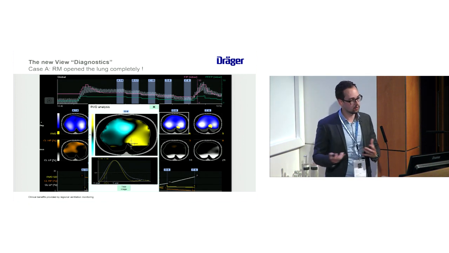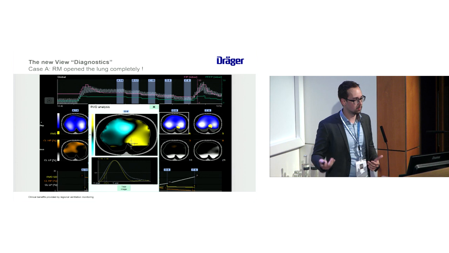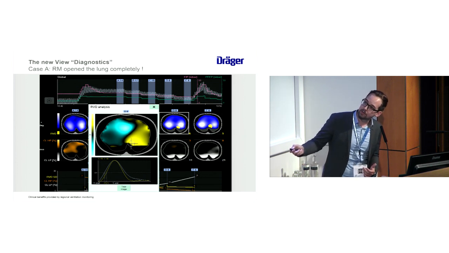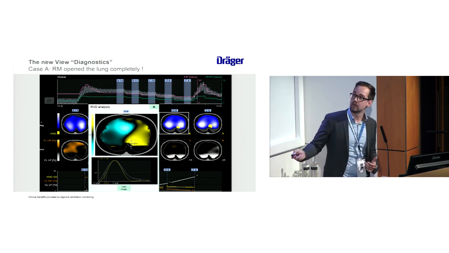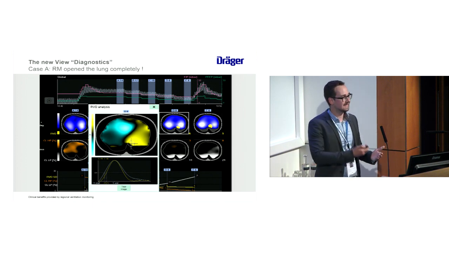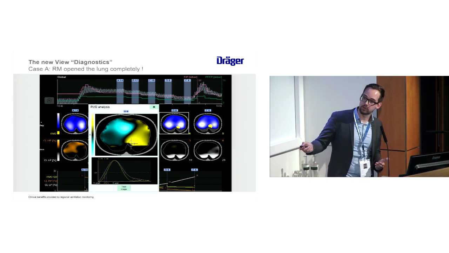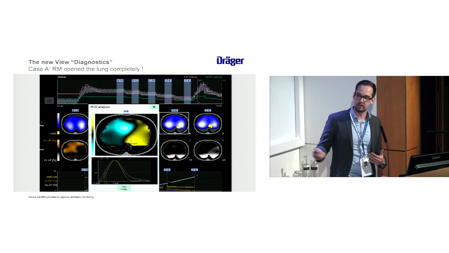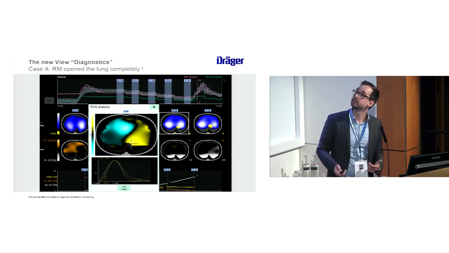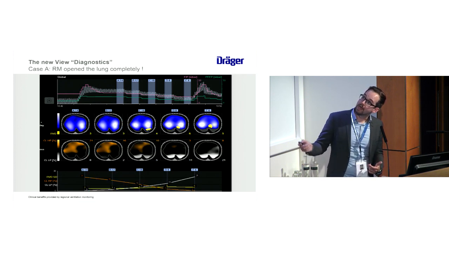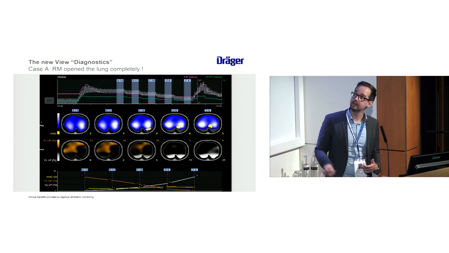So this is strongly correlated to cyclic opening and closing, especially if we look at also the deflation part of this curve. This part of the lung is not only filling later than the rest of the lung, but it's also closing earlier. This is something that you can see right here. So with these two pieces of information combined, this is a strong indicator for possible cyclic opening and closing. This case shows us a recruitment maneuver where the lung was able to be opened entirely.